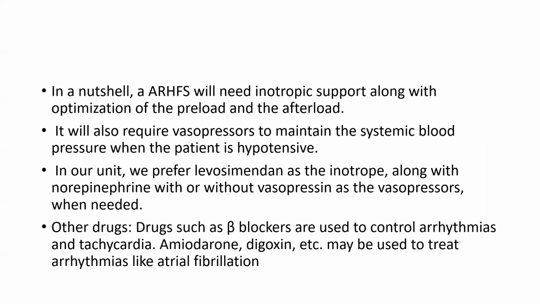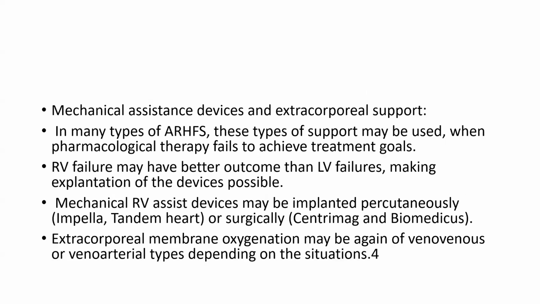In a nutshell, acute right heart failure syndrome will need inotropic support along with optimization of the preload and afterload. It will also require a vasopressor to maintain systemic blood pressure when the patient is hypotensive. In our unit, we prefer levosimendan as an inotrope along with norepinephrine, with or without vasopressin, as a vasopressor when needed. Drugs such as beta blockers are used to control arrhythmias and tachycardia. Amiodarone and digoxin may also be used to treat arrhythmias like atrial fibrillation.